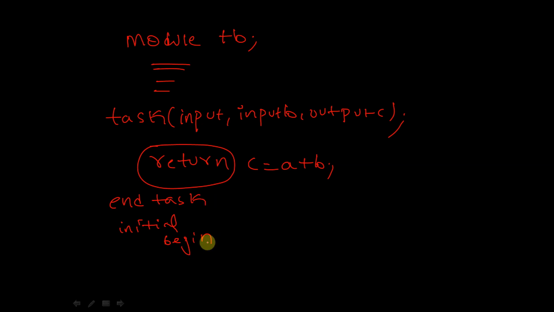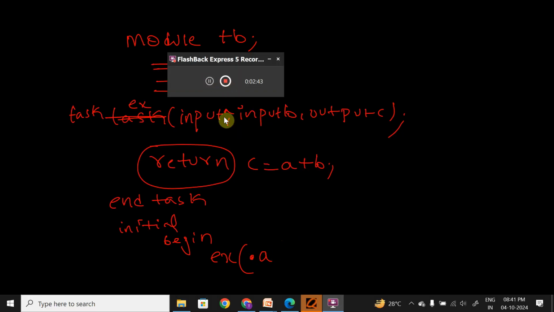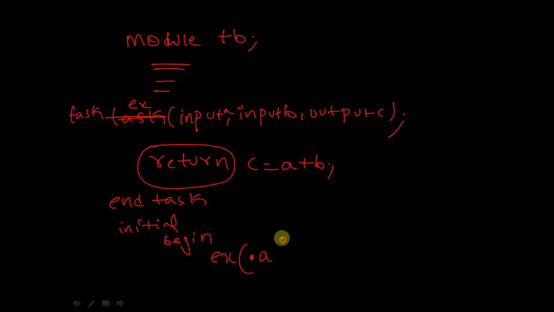Now within an initial begin block I can pass the arguments for this task. I should write the task name, let's say the example task ex, followed by the arguments. What are all the inputs for this task ex? a, b and c. To pass this: dot a of 4, comma, dot b of 7. Like this I can pass the arguments by referring to the name. So this is arguments passing by name.